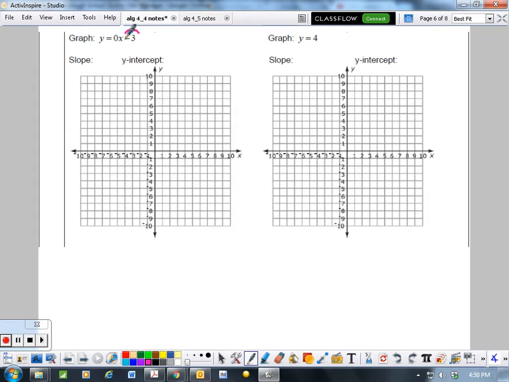We have a y-intercept of -3. So I'm going to go to the y-axis at -3. And then I have a slope of 0, which is a fraction of 0 over 1. So I go up 0, right 1, up 0, right 1. That gives me an idea that it's straight across. So I can draw my line.